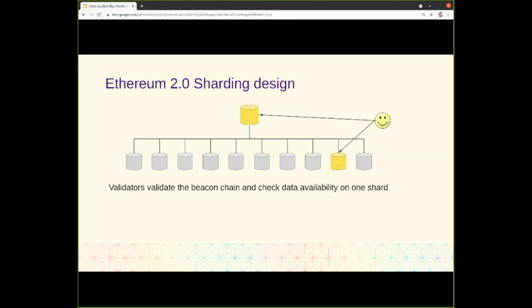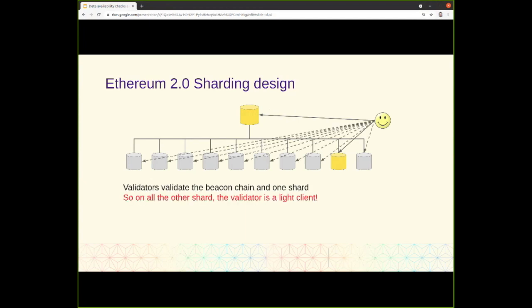Any validator always validates the beacon chain. Everyone always does that, but they can only be on one shard at a time. That's essentially the whole point of ETH2. We want to scale it, and so if everyone always has to validate everything, then there's no scaling, right? Then we would still be at the original problem. So we want this property that validators only have to check a single shard.